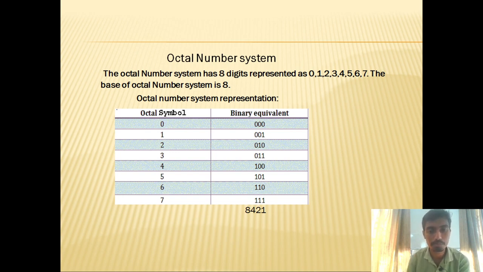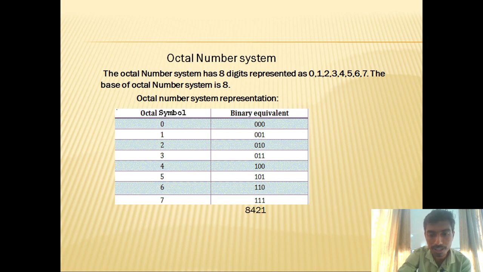Here are some octal numbers, 0 up to 7, and their binary equivalents, meaning the binary representation of that octal number. At the end we can put the 8421 formula. You can see 0 is represented as 0, 1 is represented as 1, and 7 is represented as 1, 1, 1. Why 1, 1, 1? Because in the 8421 formula, the number 7 is less than 8, so you can use 4 plus 2 plus 1. So the representation of 7 in binary will be 1, 1, 1.